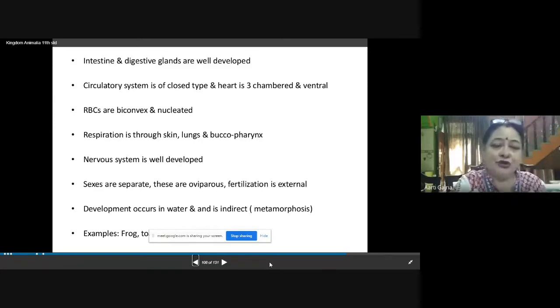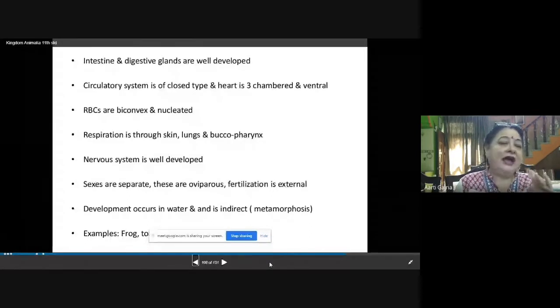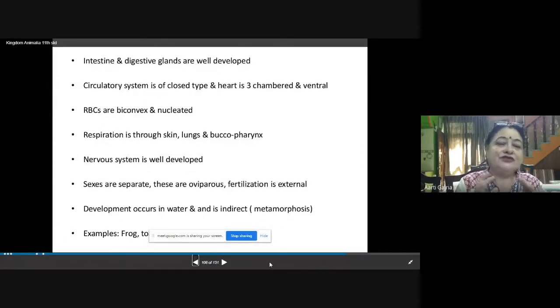And another important peculiar character of this class is that their urinary system, their reproductive system, and their alimentary canal, all three are having a common opening through a common chamber, which is called cloaca. So this cloaca is a common opening for urinary system, for reproductive, and as well as alimentary canal. A common chamber is there, which opens to the exterior, which is called cloaca.